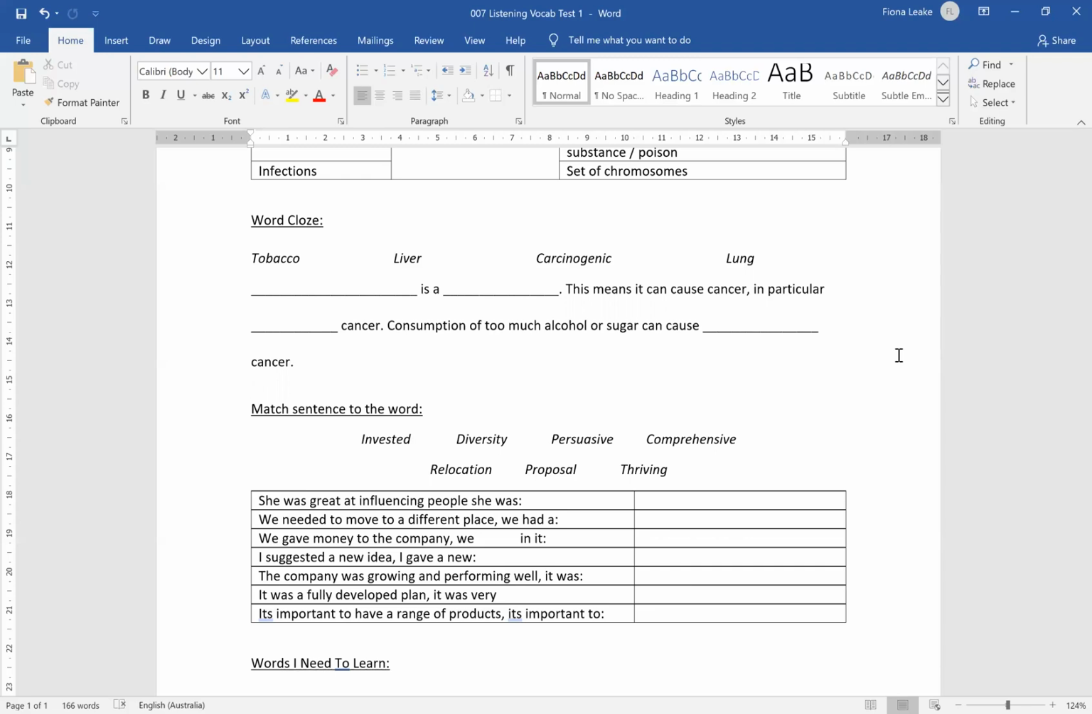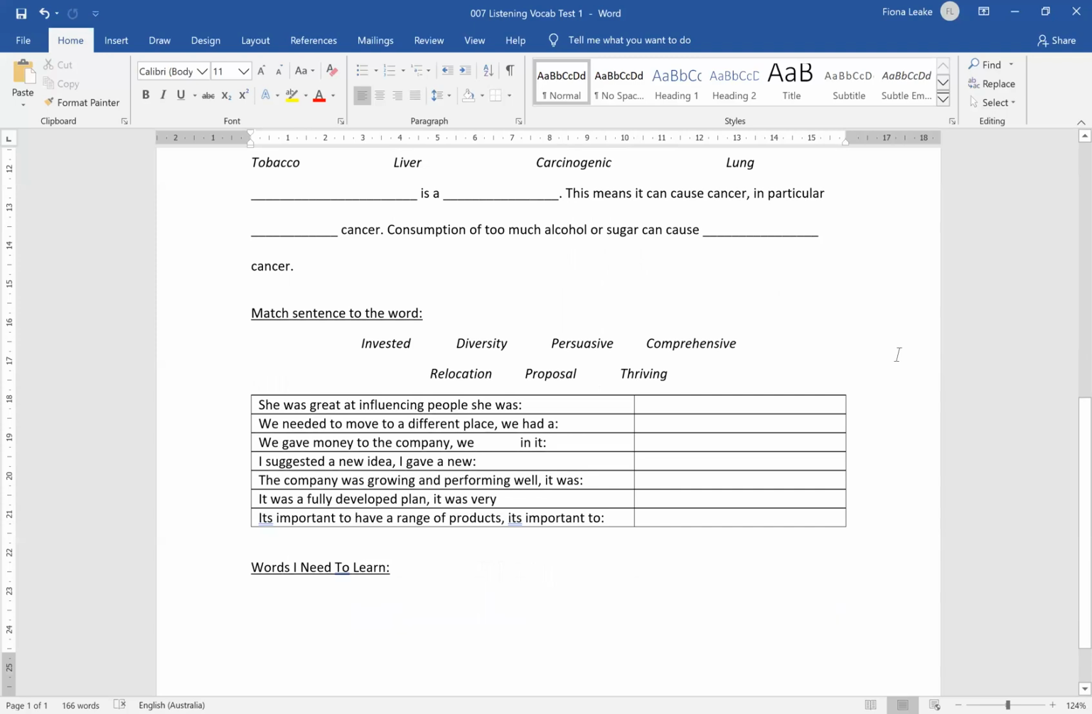Okay, next match the sentence to the word. So the words that we have are invested, diversity, persuasive, comprehensive, relocation, proposal, and thriving.